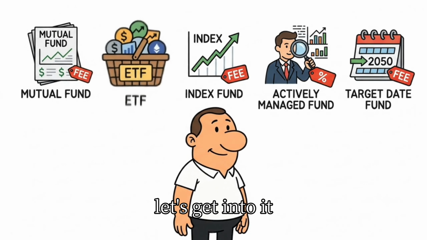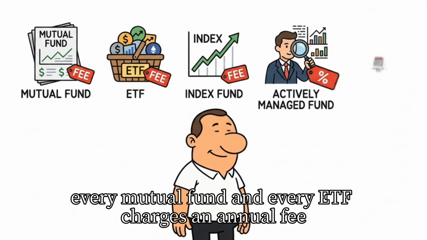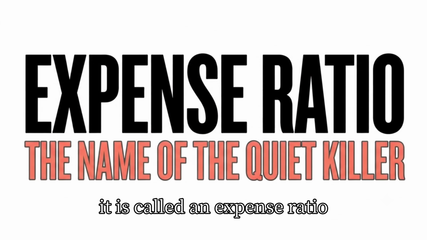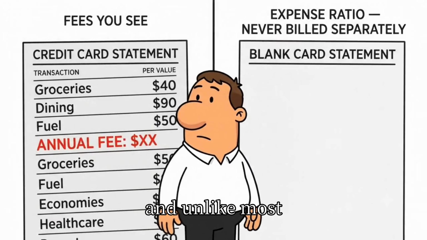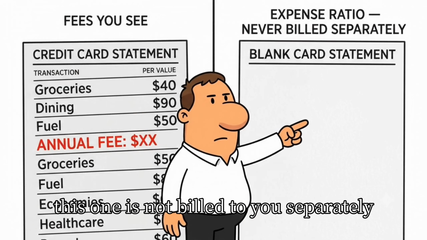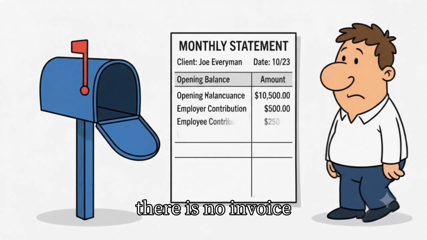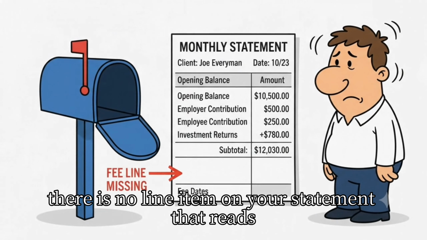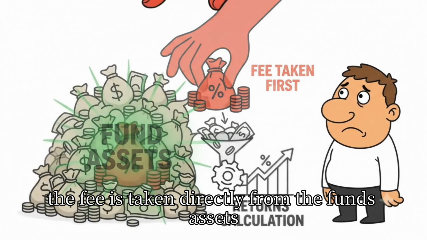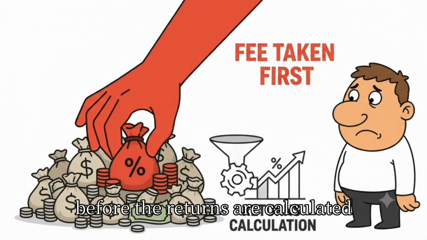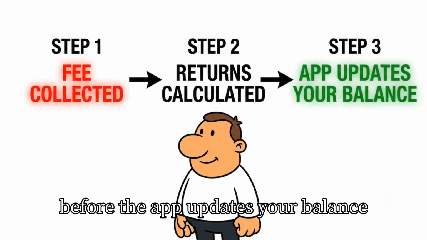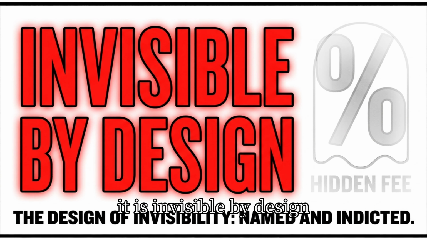Let's get into it. Every mutual fund and every ETF charges an annual fee. It is called an expense ratio. And unlike most fees you encounter in your financial life, this one is not billed to you separately. There is no invoice. There is no line item on your statement that reads, "Fee collected this month." The fee is taken directly from the fund's assets before the returns are calculated, before you see the number, before the app updates your balance. It is invisible by design.